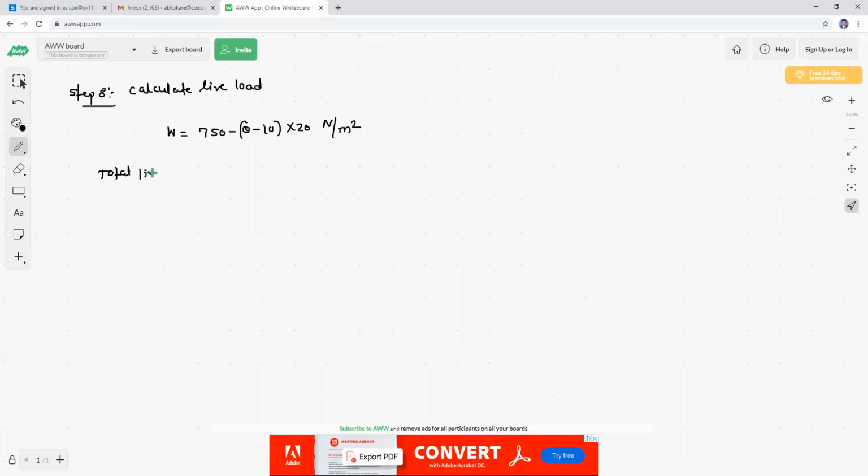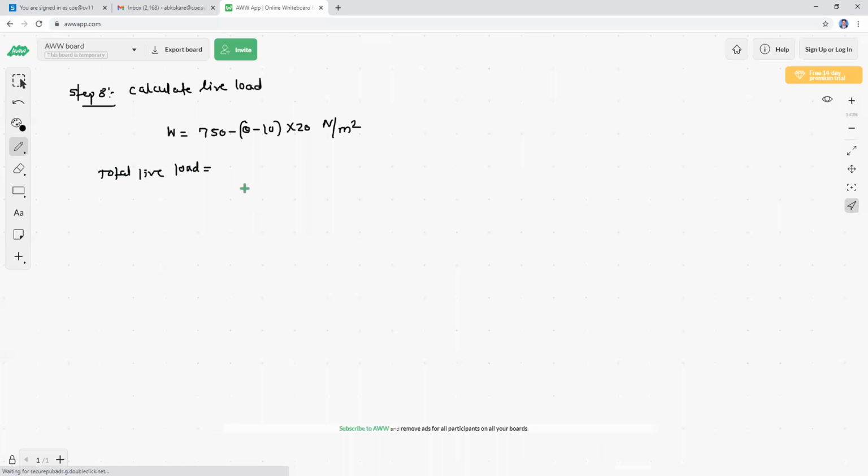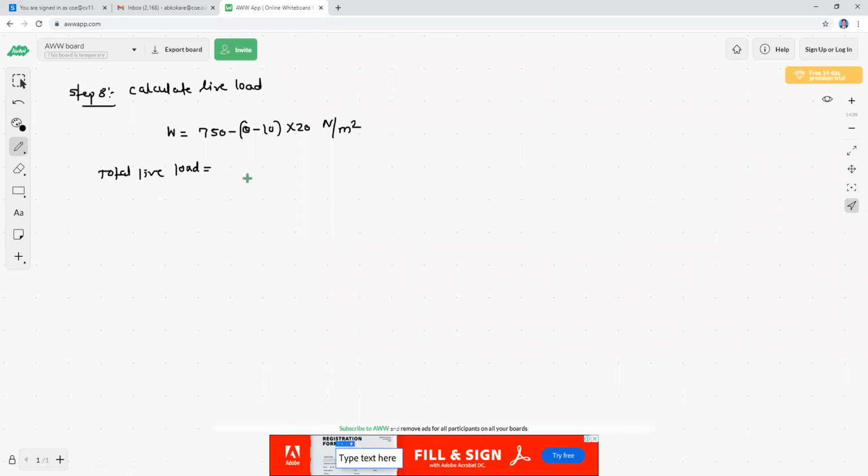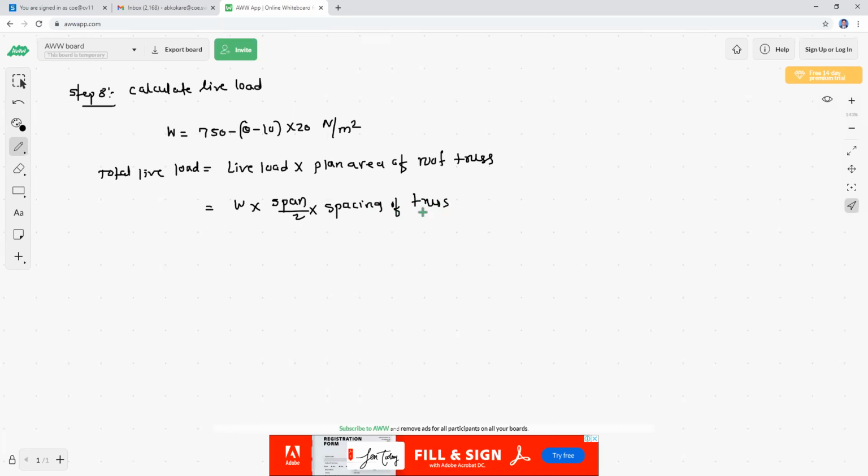So if we have to calculate this live load in Newton, then total live load is equal to live load into plan area of roof truss. So total live load is this W, and we have to multiply it by the plan area. Plan area of roof truss is nothing but, as we have seen in the dead load calculation, span by 2 into spacing of truss.